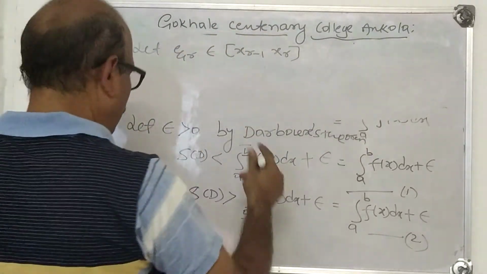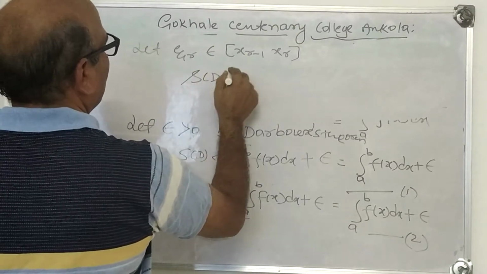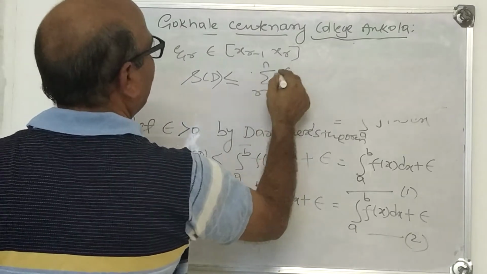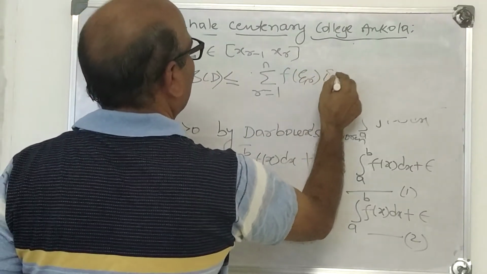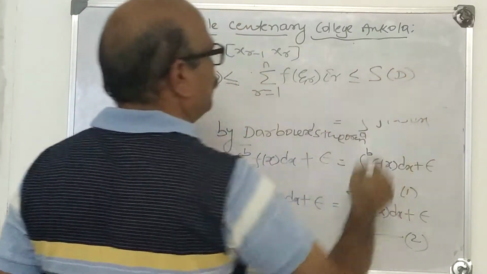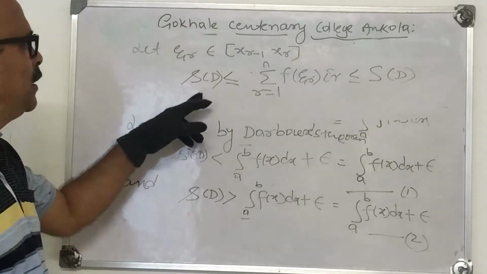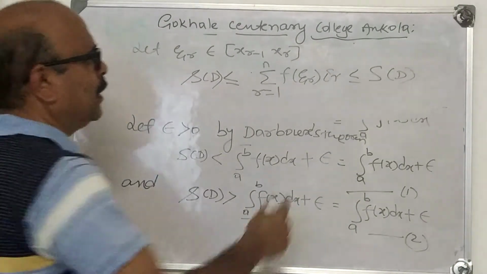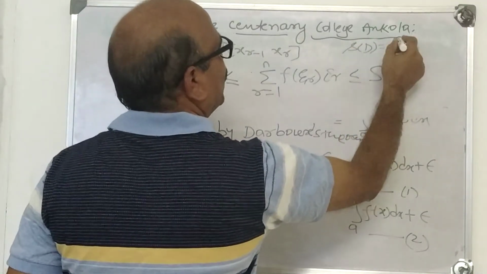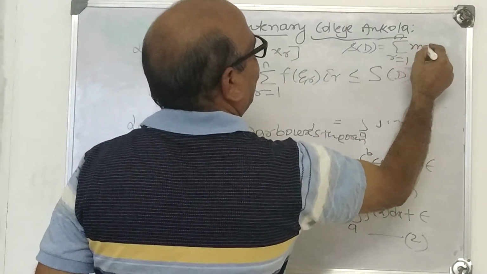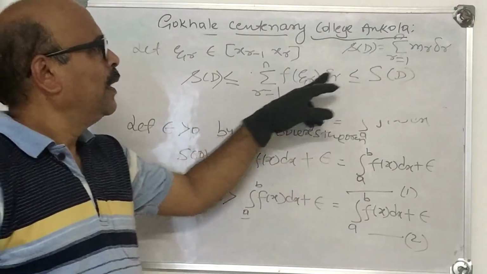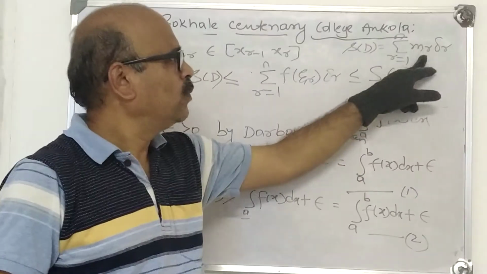Then small s is less than or equal to the sum from r = 1 to n of f(xi_r) delta_r, which is less than or equal to capital S. See the definition of small s. Recall that definition. What is small s? Small s is the sum from r = 1 to n of small m_r delta_r. Small m_r means it is the lower bound.